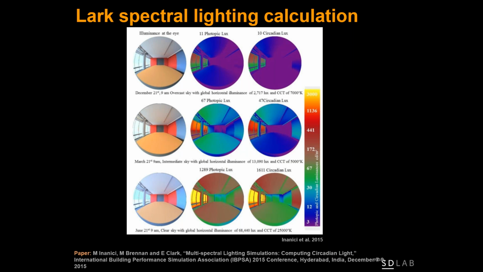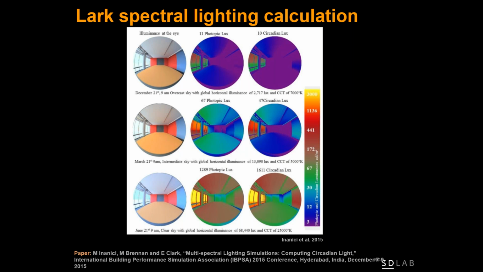There, a key innovation was done by Mehlika Inanici's lab at the University of Washington. There's a tool presented at IBPSA 2015 called LARK, which, instead of using the Radiance 3 color channels, does calculations for 81 color channels. And what you see here on this image is basically using these simulations to create illuminance levels at the eye, but also photopic lux and circadian lux. So different lux levels based on the different action spectra for the different cells within our eye. And you see that the results are pretty different.